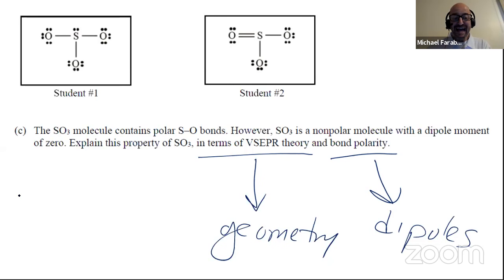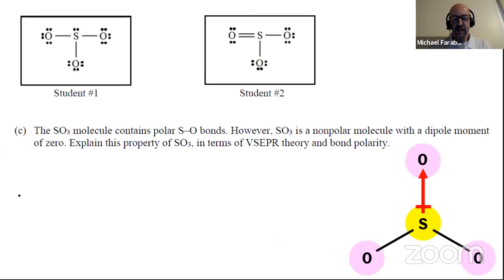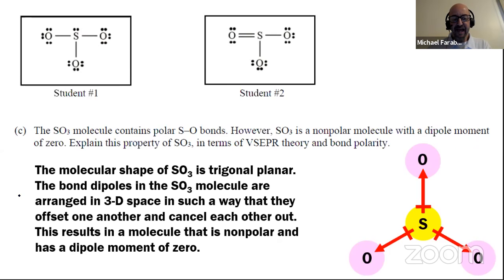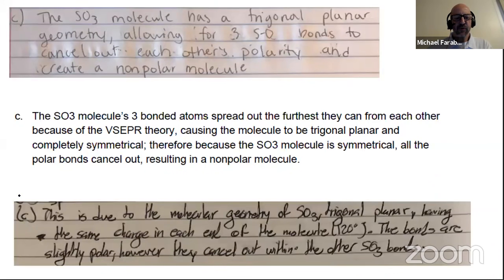Okay, so if the question is asking you to explain or justify your answer in terms of something, then that should be something you focus on in your answer. Okay, we're talking about trigonal planar and the fact that the bond dipoles in the molecule are arranged in such a way that they offset each other or cancel each other out. Okay. The SO3 molecule has a trigonal planar geometry. Sounds good. Allowing for 3 SO bonds to cancel out each other's polarity.